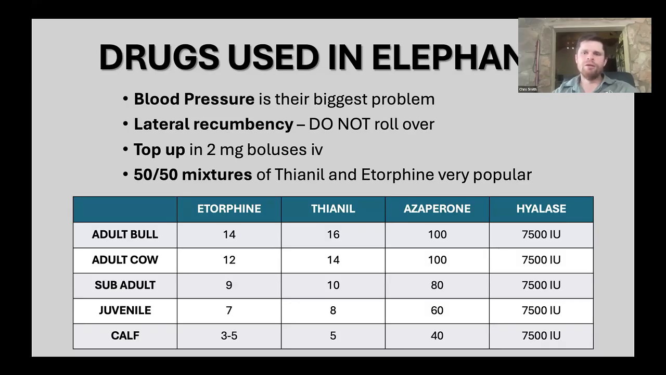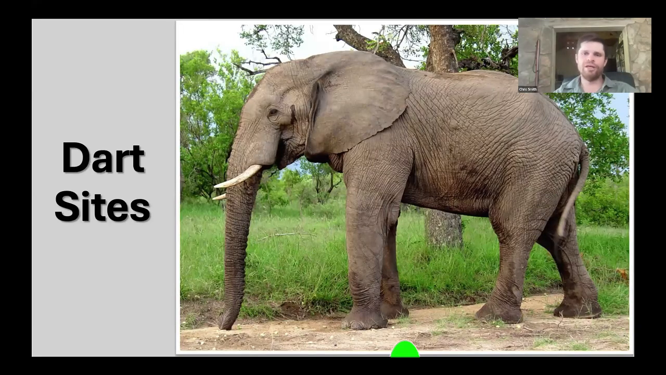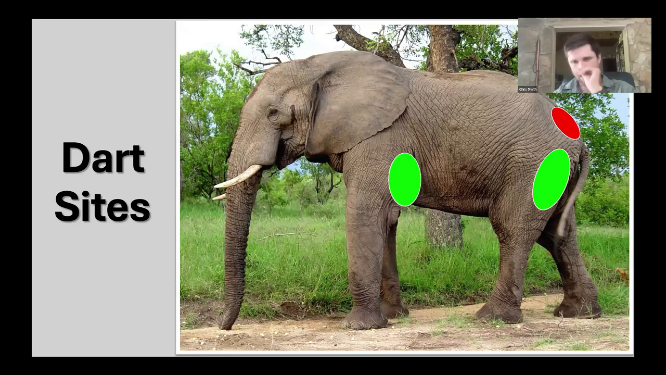Okay. All right, when we are darting elephants, we need to aim for any muscle. So we don't aim anywhere near the neck or the head. Obviously, there's big ears there, so you're not actually going to be able to achieve anything on the neck. So we aim on the shoulder, or we aim for the glutes and the rump. Okay, that's going to be where you're going to get your best dart sites. The two green marks there, that's generally if you're going to be darting an elephant from the ground. The red dot is if you're going to be darting the elephants from the helicopter.